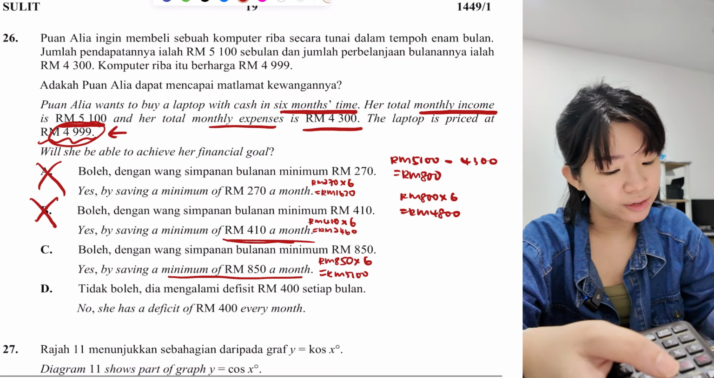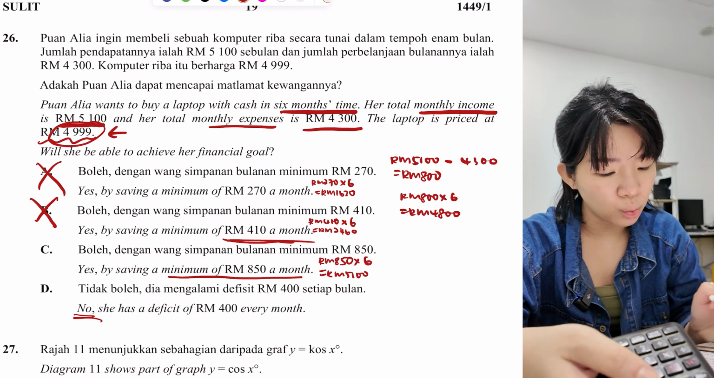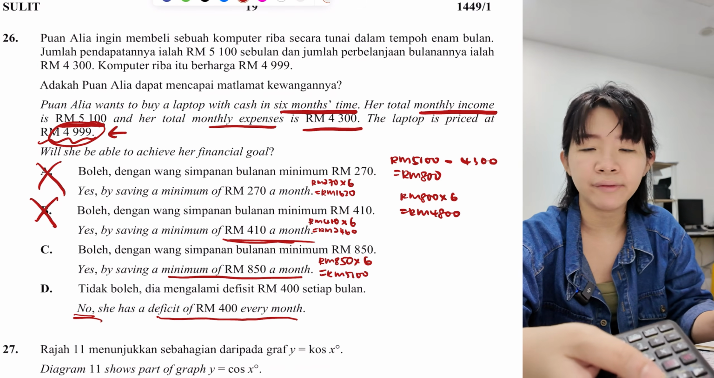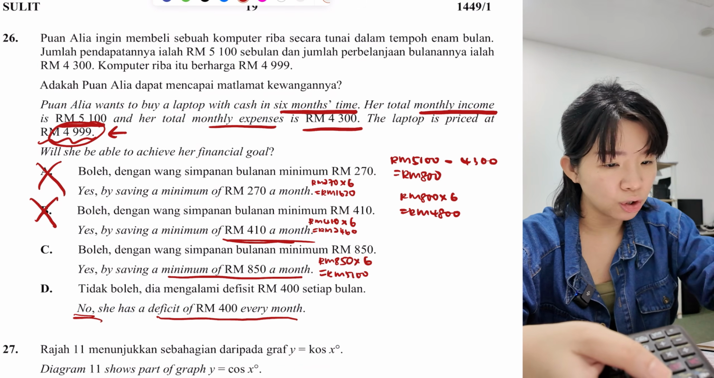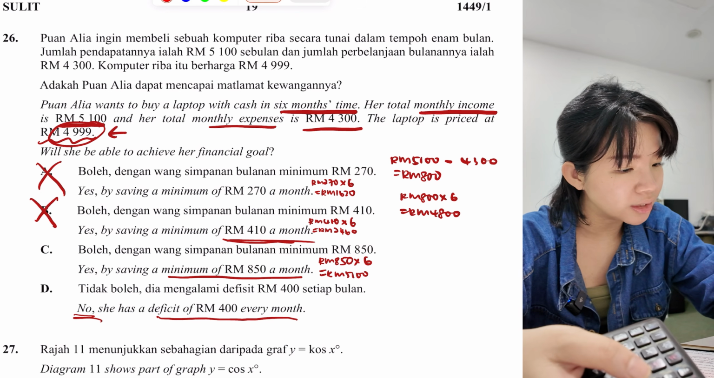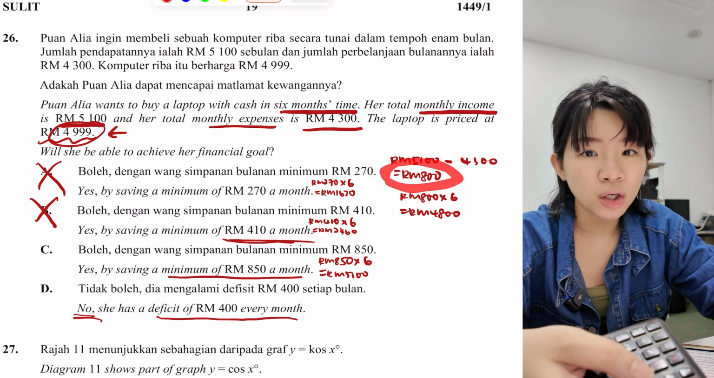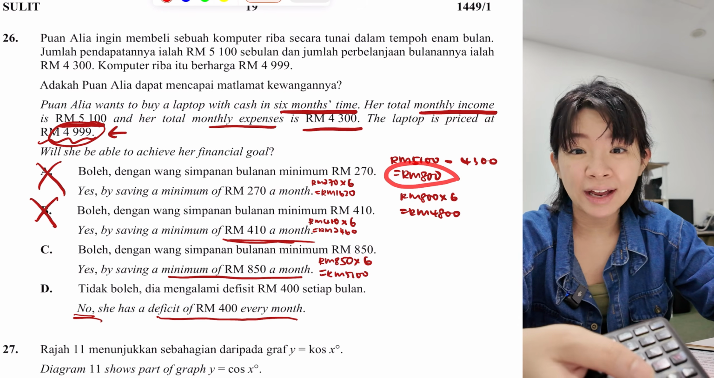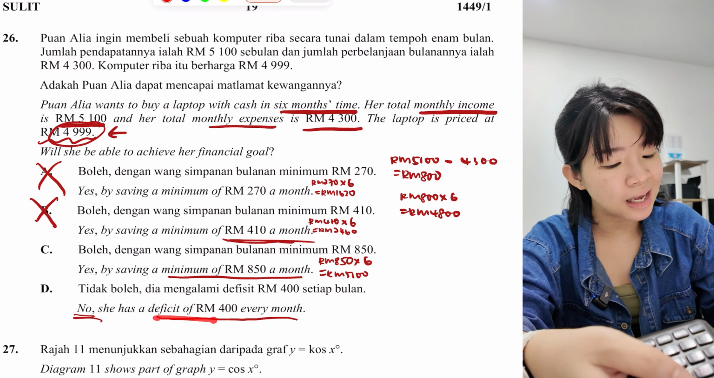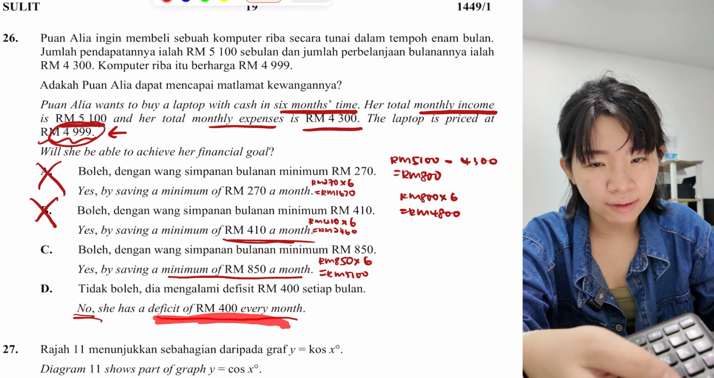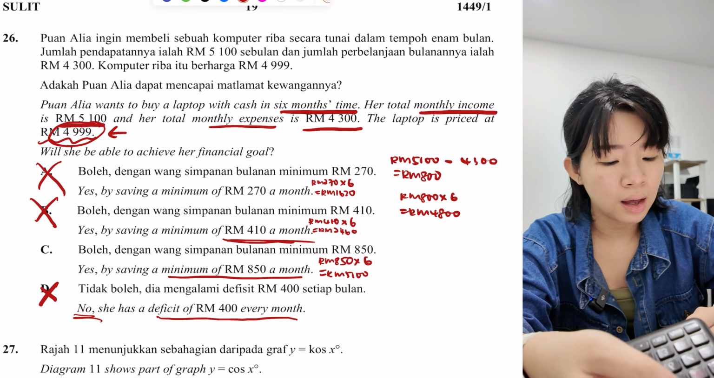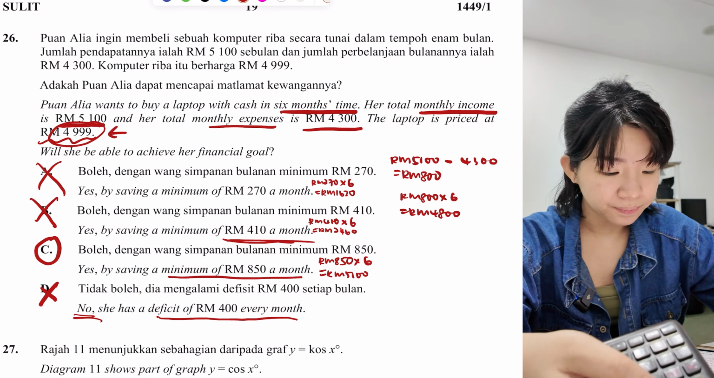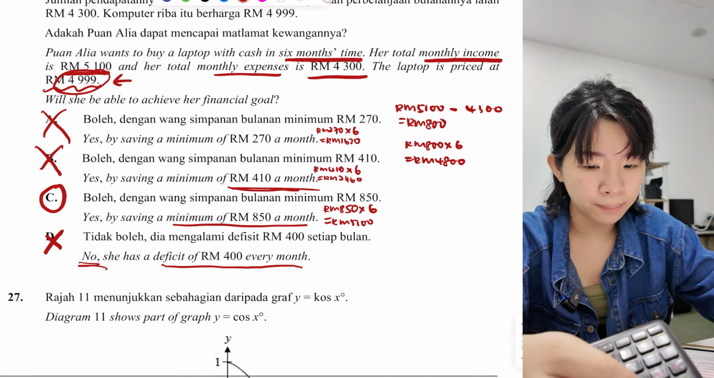Let's check D first. D says no, she has a deficit of 400 every month. This is not true because based on the calculation just now, we actually get a positive 800. It's not a deficit, it's actually a surplus, so we have an extra 800. This statement says she has negative 400 every month, which means it's wrong. So the answer is C, the most appropriate answer.